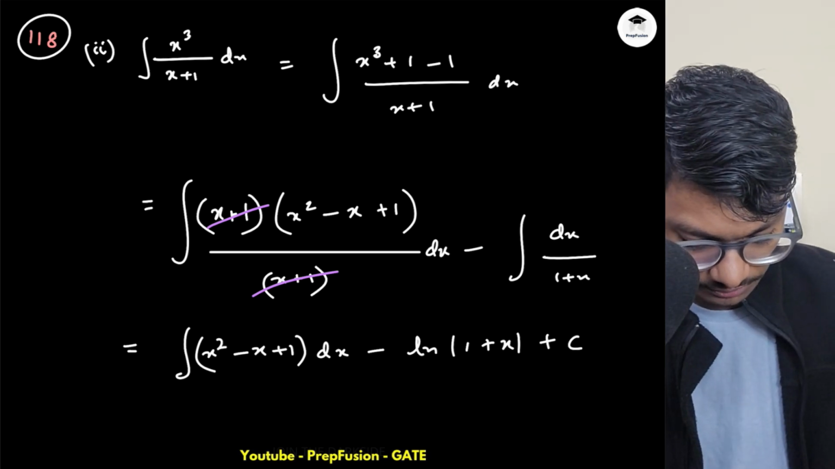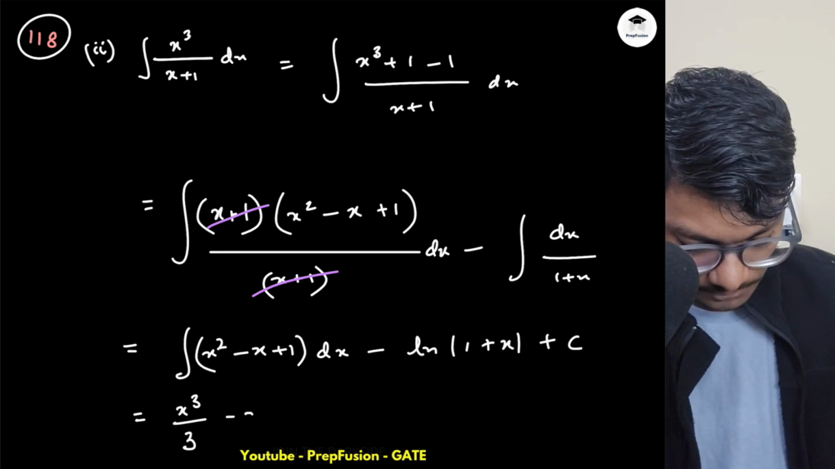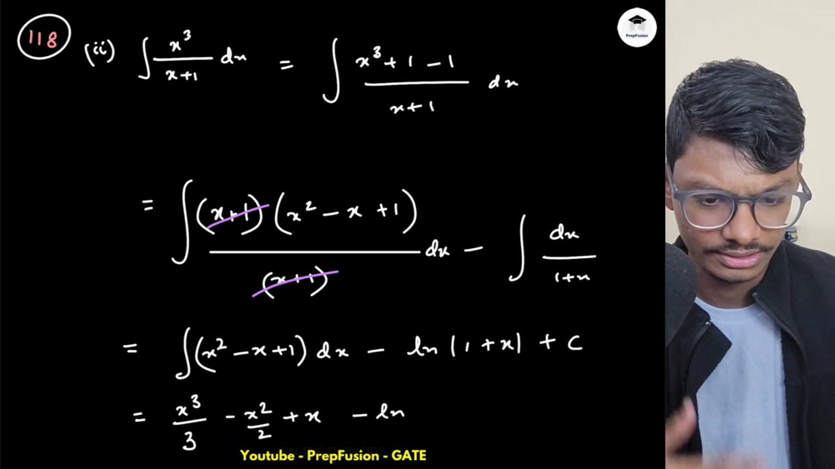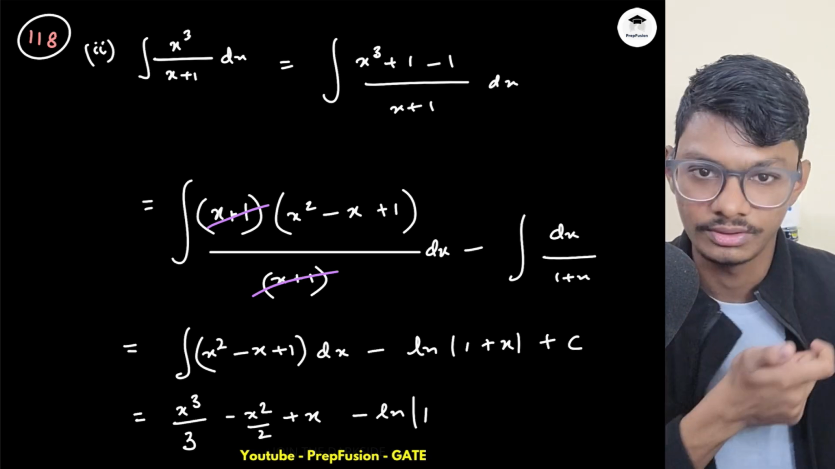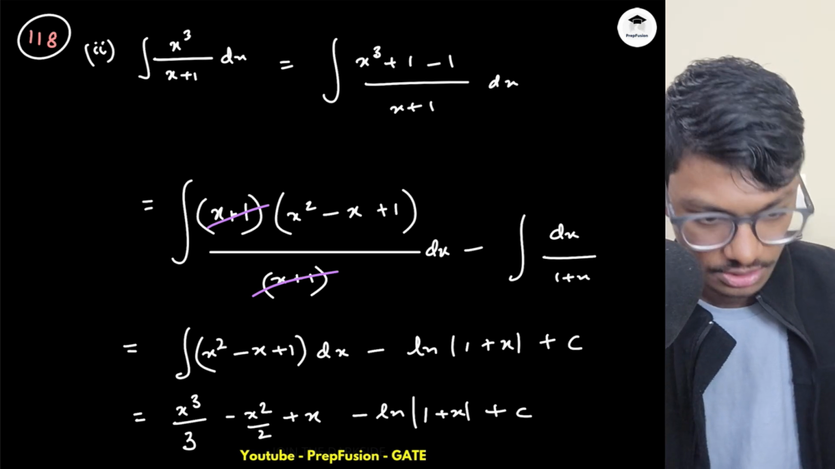So this will be simply x cube by 3 minus x square by 2 plus x minus, or you can write the ln of x in the bottom, but I will state it as ln of 1 by x plus ln of 1 by 1 plus x, or minus ln of mod of 1 plus x. Both of them are the same, plus c. So this will be my answer.